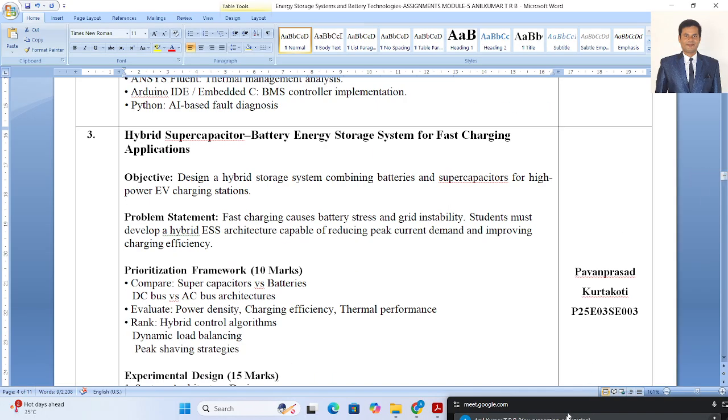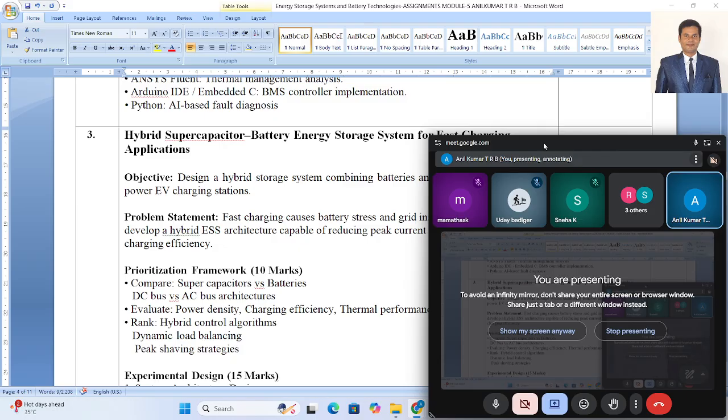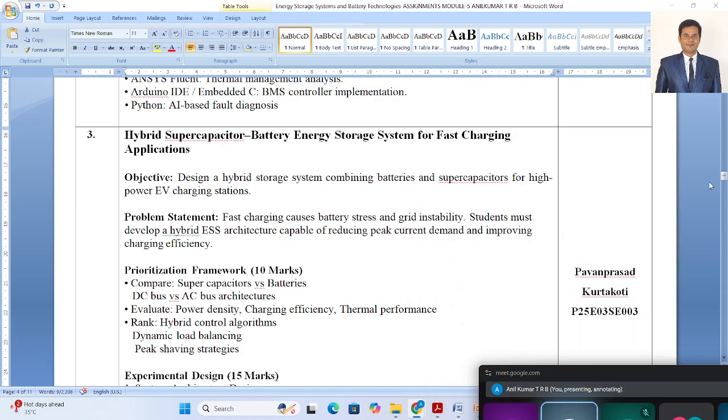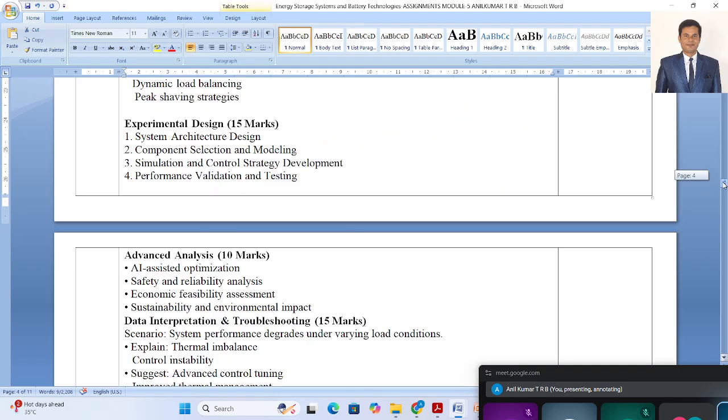So Pawan is there? Pawan Prasad is not available, sir. Okay, no problem.